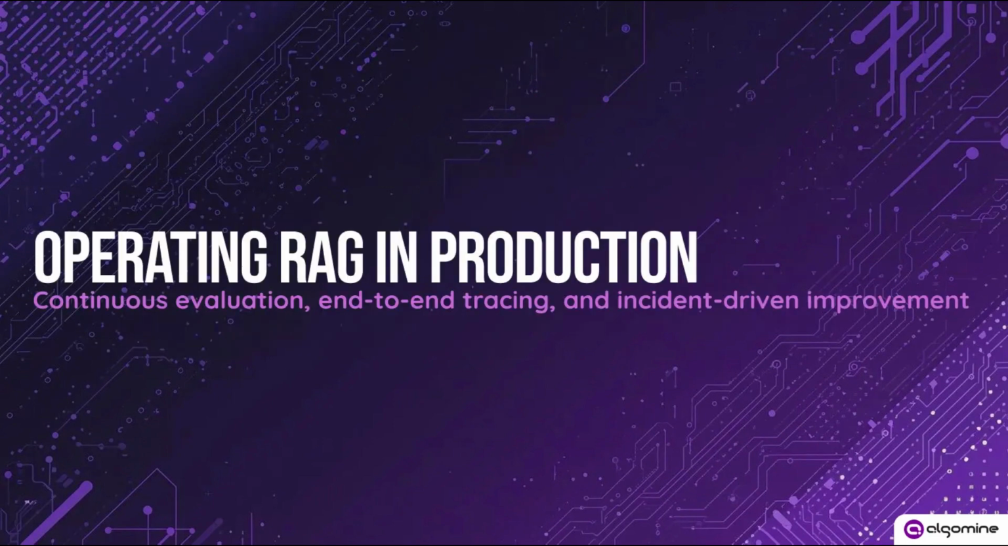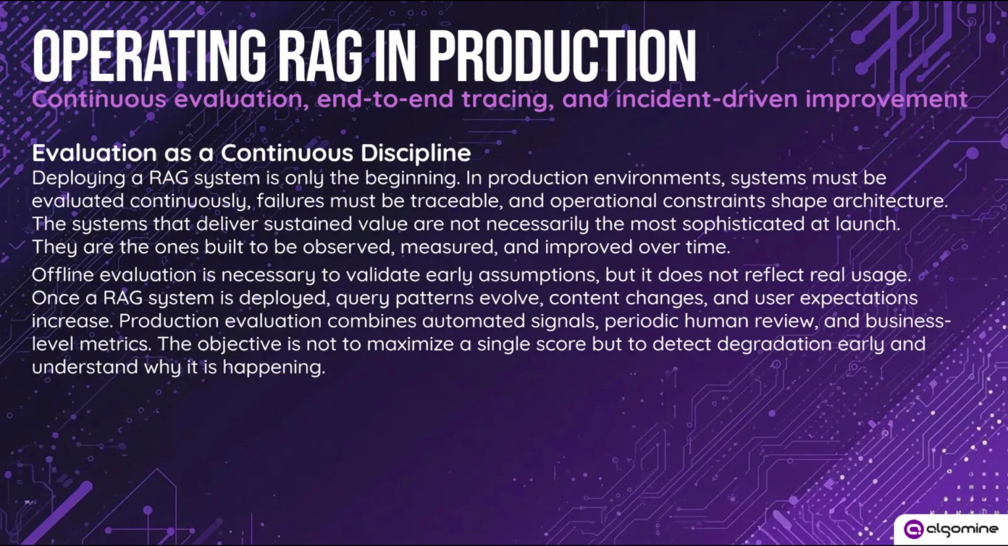Chapter 5: Operating RAG in Production. Deploying a RAG system is only the beginning. In production, systems must be evaluated continuously, failures must be traceable, and operational constraints shape architecture. Offline evaluation validates early assumptions, but it doesn't reflect real usage. Once deployed, query patterns evolve, content changes, user expectations increase.